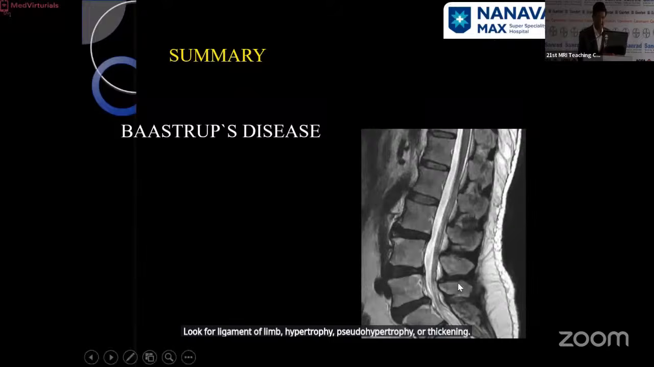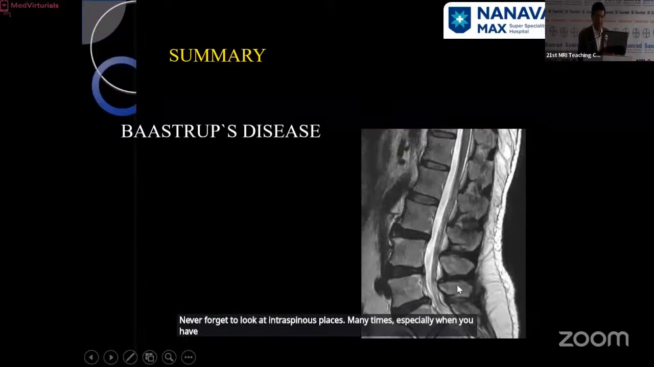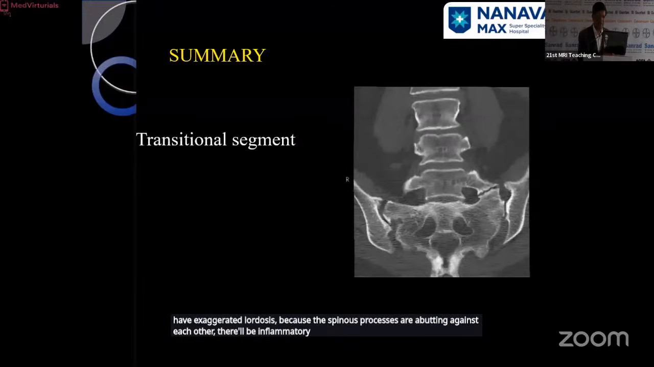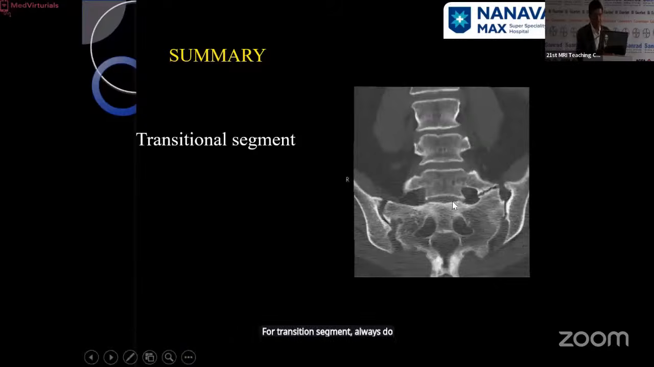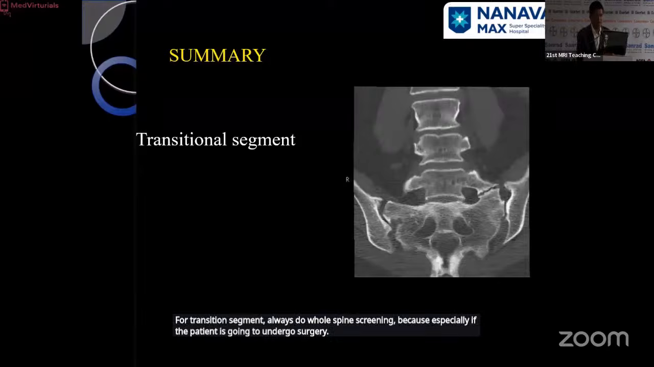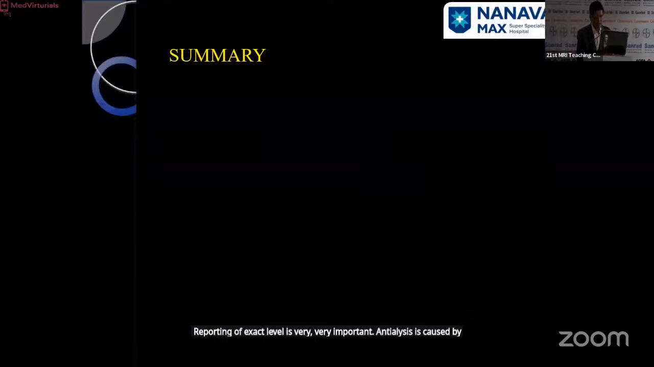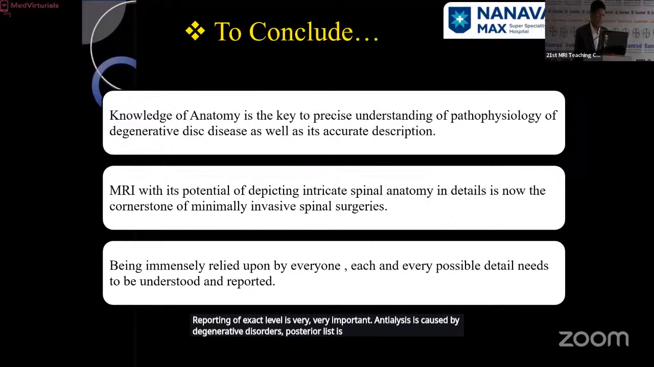Never forget to look at interspinous spaces. Many times, especially when you have exaggerated lordosis, because these spinous processes are abutting against each other, there'll be inflammatory bursitis at this level. For transition segment, always do whole spine screening because especially if the patient is going to undergo surgery, reporting of exact level is very, very important. Anterior listhesis is caused by degenerative disc disorders, posterior listhesis caused by facet arthropathy.